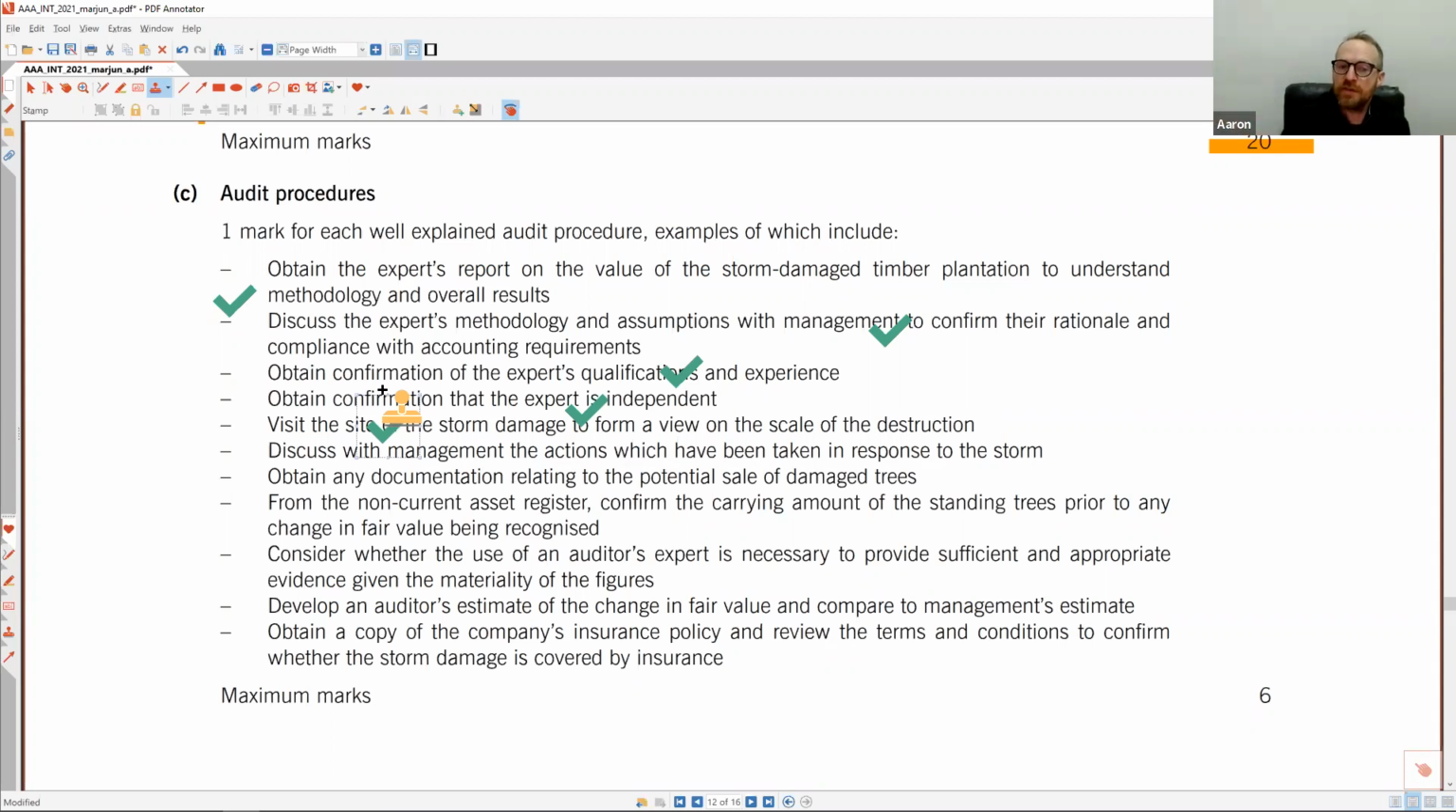There's been this storm, so see if there's any evidence of the damage of the storm. Is there any way to sell the damaged trees? And then you've got some formal things where you could go, right, we'll check it to the non-current asset register to confirm the value. Let's see what this one says. Whether use of the report is necessary to provide sufficient appropriate evidence given the materiality. Yes, we need to look at materiality. Do your own estimate of the change in fair value and compare it. Get the insurance policy. Again, look, you're not going to learn that.